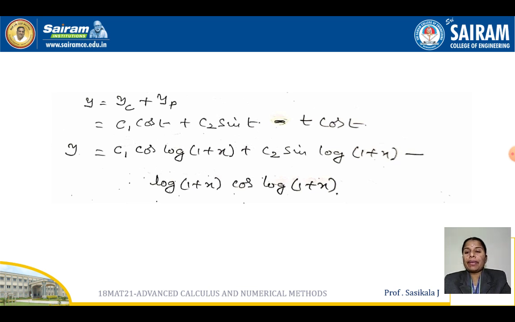So now you write the complete solution. Y is equal to yc plus yp. So c1 cos t plus c2 sin t minus t cos t for your particular integral. I need to change t to be converted in terms of x. So c1 cos log of 1 plus x, as t is log of 1 plus x. Then c2 sin t is c2 sin of log of 1 plus x. Here minus t is log of 1 plus x times cos of log of 1 plus x. So this is your complete solution of the given equation in terms of variable coefficients, under Legendre's differential equations.